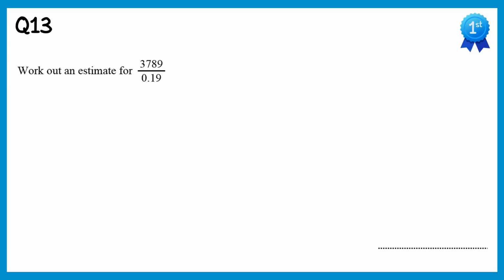For this question, we're going to estimate. To do this, we'll round both of the numbers to one significant figure. The 3,789 on the top would round to 4,000, and on the bottom the 0.19 would round to 0.2. You can now type this into your calculator and you'll get the answer 20,000.